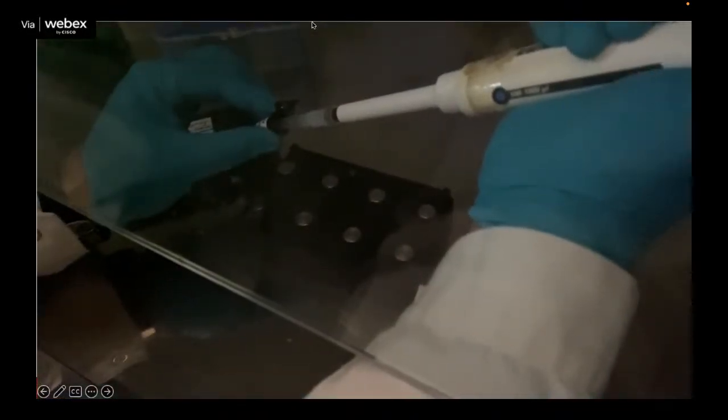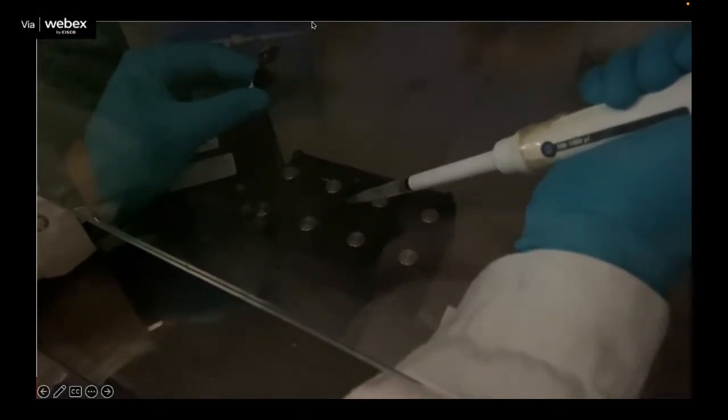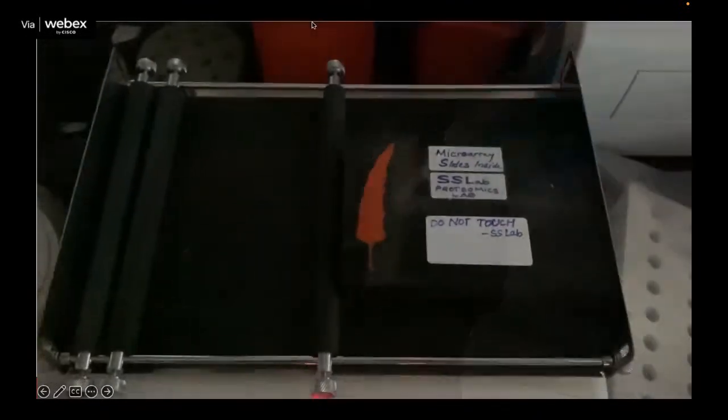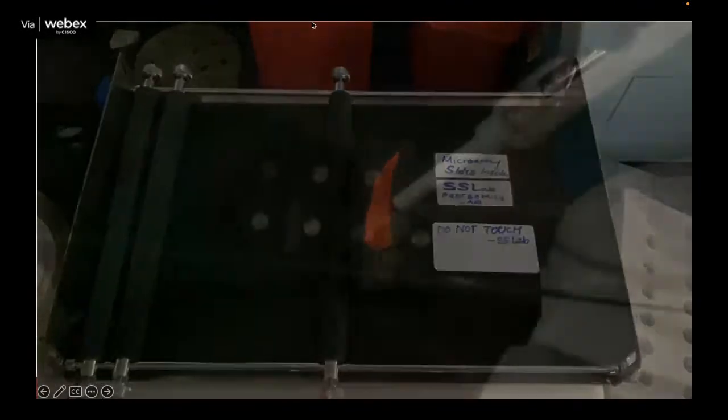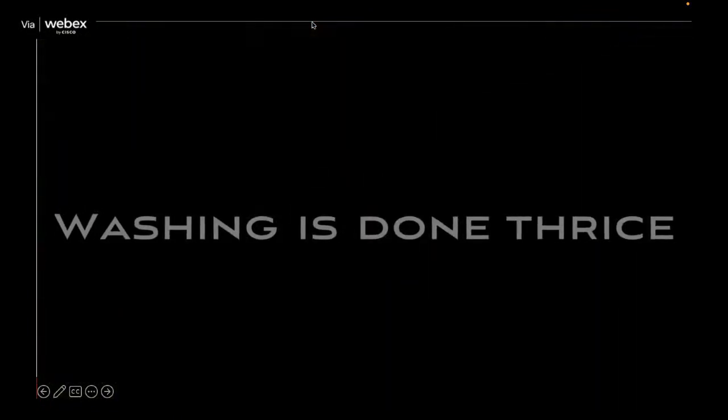1:2000, and then slowly overlay the secondary antibody on the microarray chip. For 45 minutes, allow the incubation to happen at 140 RPM at room temperature. Make sure that you do not expose the slides to light at any given moment. Now remove the buffer and wash the slide thrice using washing buffer.